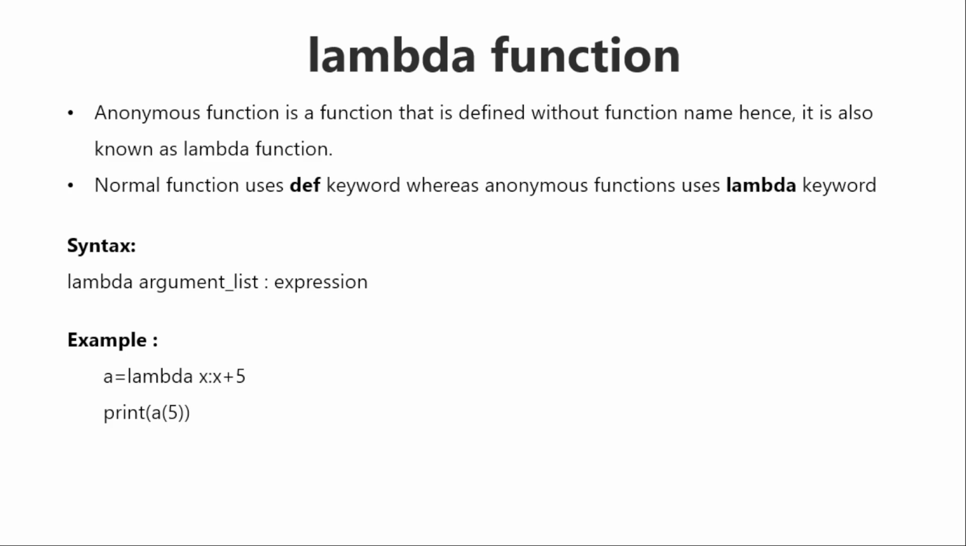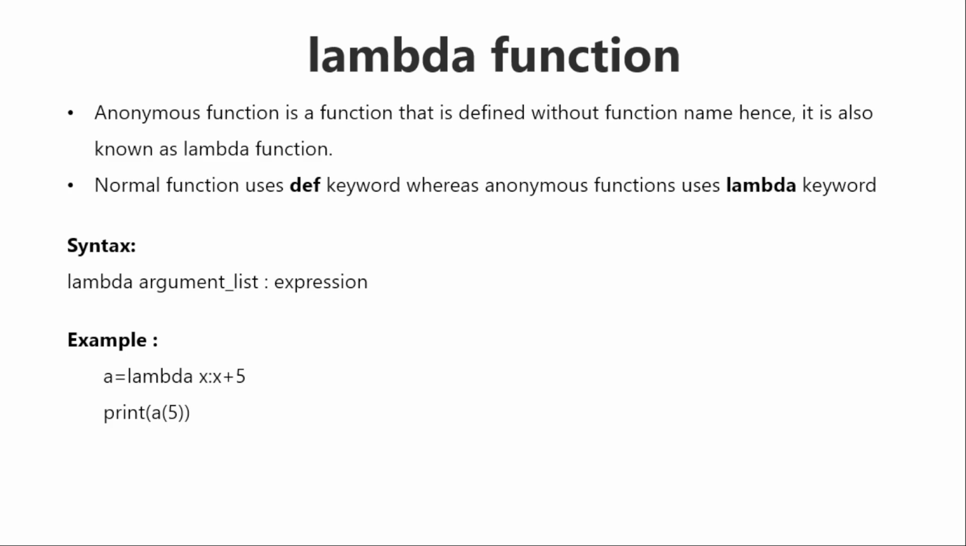For example, in our normal functions, we used to have func1, func2, func3. So in that way, we have some functions, right? Whenever we are calling some function, we call it with the help of the function name. But in the case of lambda, we don't have any defined function name.